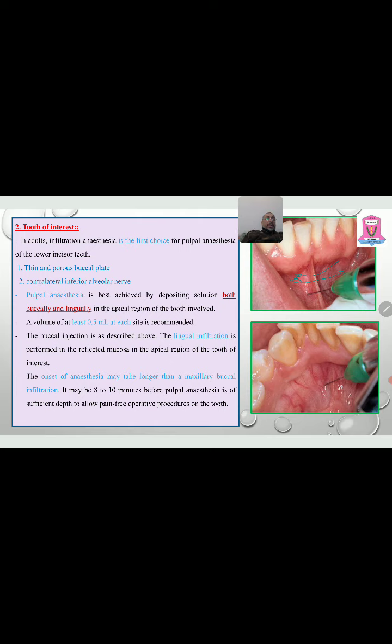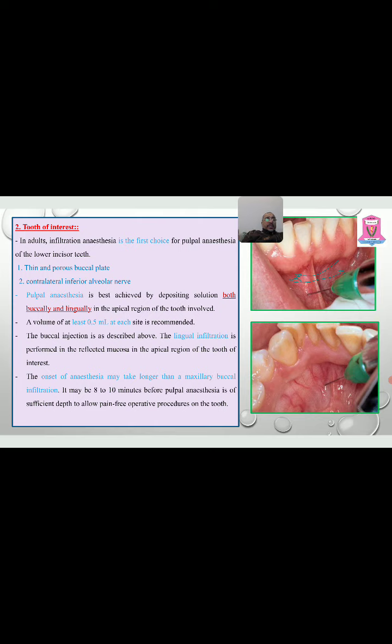Pulpal anesthesia is best achieved by depositing solution, both buccally and lingually, in the apical region of the tooth involved. A volume of at least 0.5 milliliter at each site is recommended. The buccal injection is the same method: we touch the soft tissue and insert the needle in the depth of the sulcus.